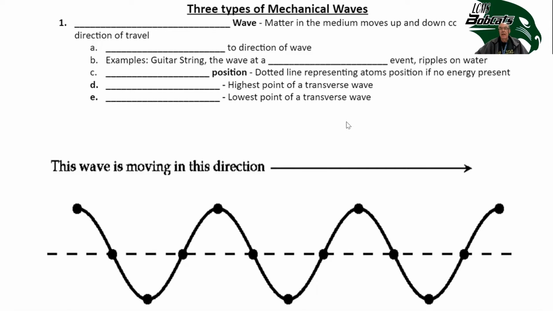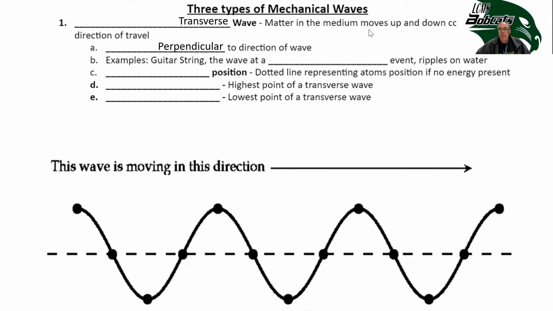Well, the first one we're going to look at is called a transverse wave. And this is the one that most kids are familiar with. It's kind of like the way water moves, or if you shake a spring up and down. These are the waves that most kids learned about in elementary school. Okay?